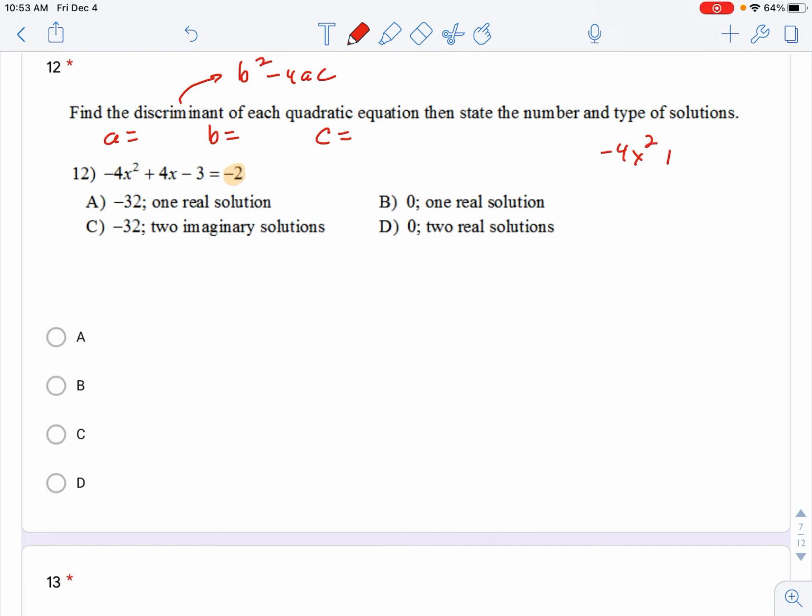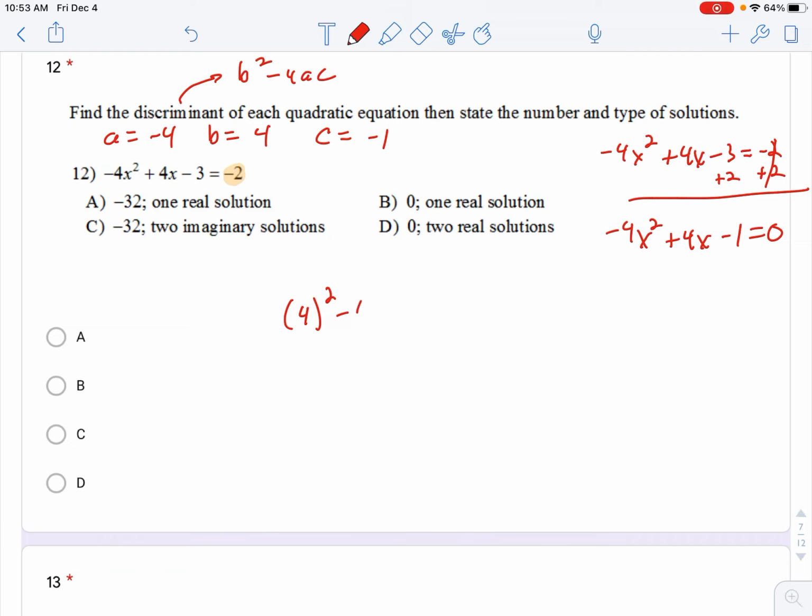-4x squared plus 4x minus 3 equals -2. I need to add 2 to both sides. I get -4x squared plus 4x minus 1 equals 0. So my A is -4, B is +4, and C is -1. Now I can do the discriminant formula.